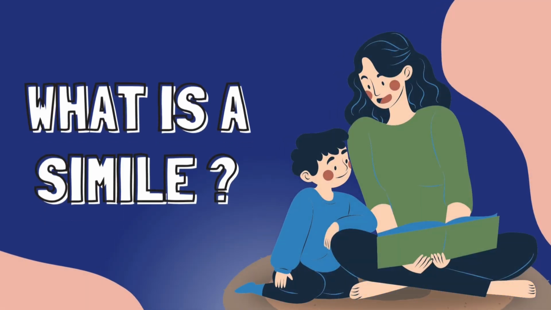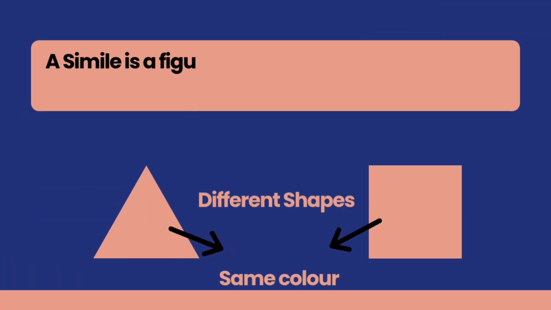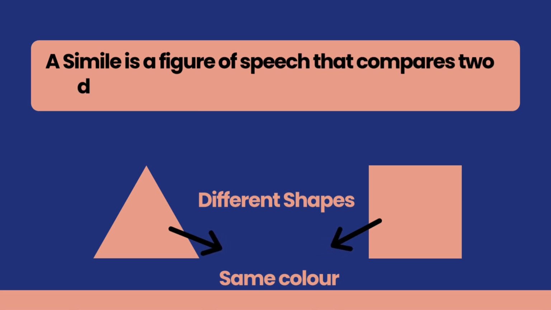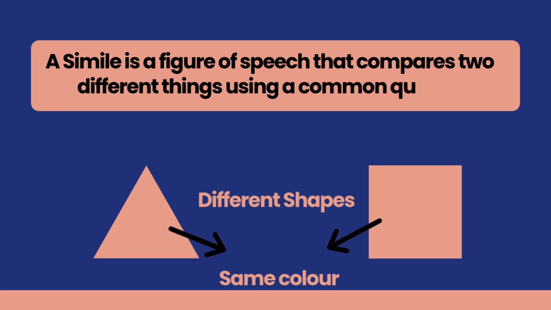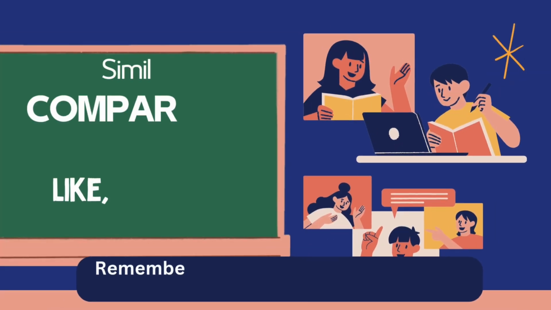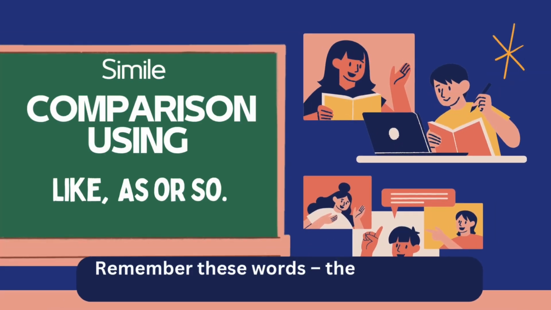Now, let's understand what is a simile. A simile is a figure of speech that compares two different things using a common quality. Now just look at these two objects shown in the video, a triangle and a square. Both are different, but they share the same quality. So that's what makes it a simile.